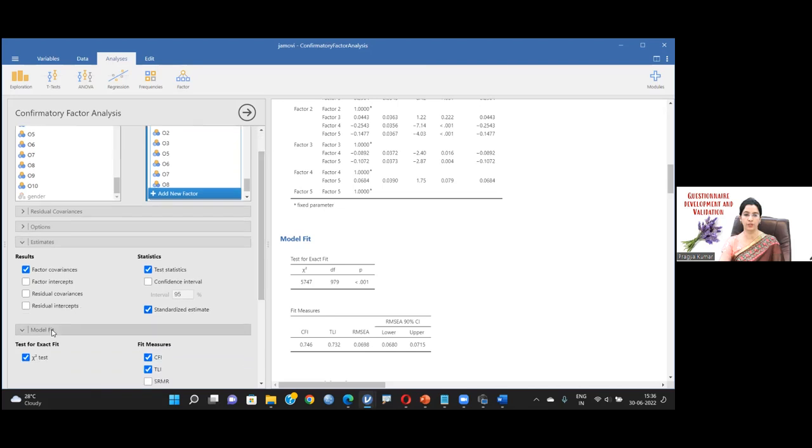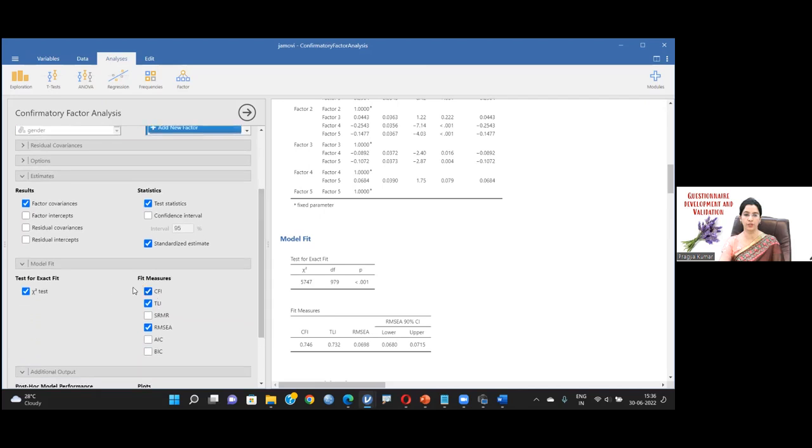Then you come to the model fit. In the model fit, you see there are many options, but most commonly we use the chi-square test. There is the CFI, comparative fit index. There is the TLI, which is known as the Tucker-Lewis index. There is the RMSEA, which is known as the root mean square error of approximation.